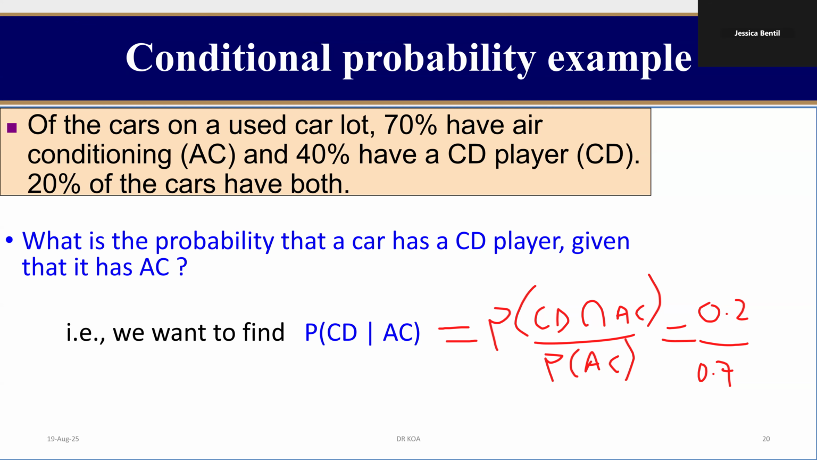0.285. That's... I want you to finish. So 0.2857. Yes. So it means that the chances of you finding any car that has a CD player, given that it already has an AC, is 28.57%.